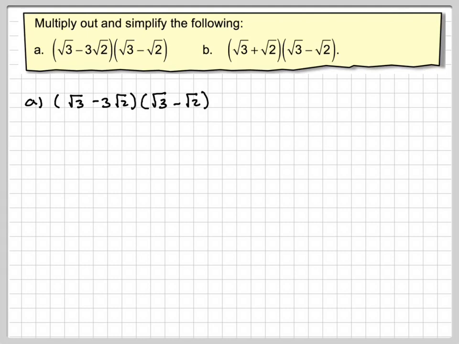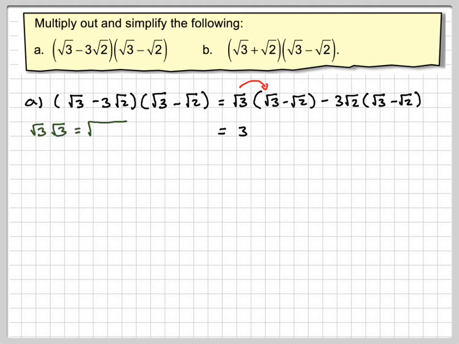Now I like to expand brackets by doing root 3 times this bracket, minus 3 root 2 times this bracket. Then I expand term by term, and you need to be very careful here because it's very, very easy to make a mistake. So you've got root 3 times root 3. That is actually equal to 3 because root 3 times root 3 is the square root of 3 times 3, which is the square root of 9, which is 3.